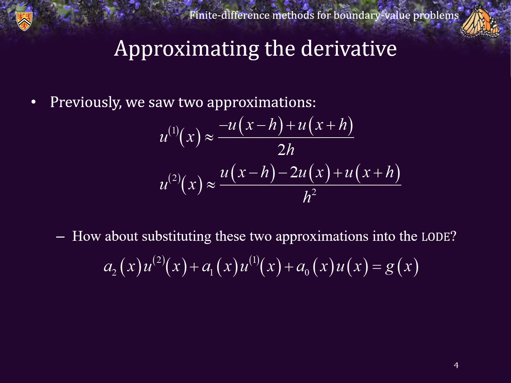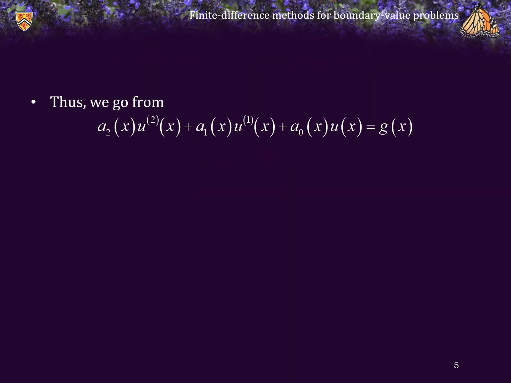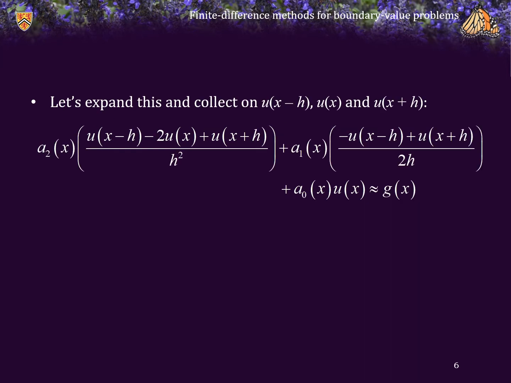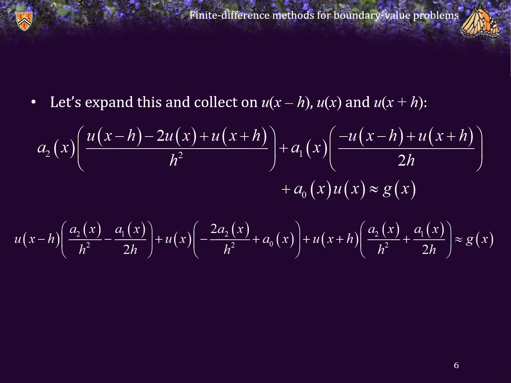Well, we have an ordinary differential equation here. How about substituting in these two approximations into this equation? Thus, we go from the linear second order differential equation and substituting the approximation of the derivative and the approximation of the second derivative. This goes to this expression here. Okay, it doesn't look like we've made life any easier. However, let's expand this, but we're going to now collect on the terms u at x minus h, u at x, and u at x plus h. Okay, so expanding that out and collecting, we get this expression here.